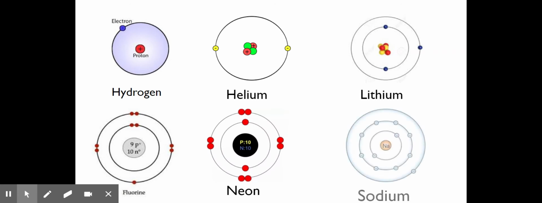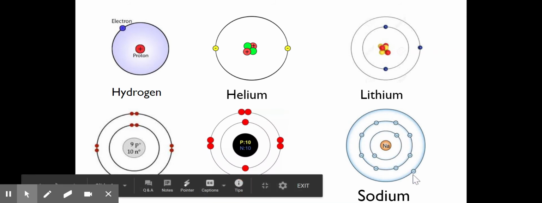What's going to happen if I have more? Sodium has 11 electrons. The first level has 2, the second has 8. So we always fill up the lower energy level first, the first energy level first, and when it has 2, we go to the second energy level. When the second energy level is full, meaning it has 8, we go to the third energy level. So sodium has 11, so it will be 2, 8, 1, because 2 plus 8 gives us 10.